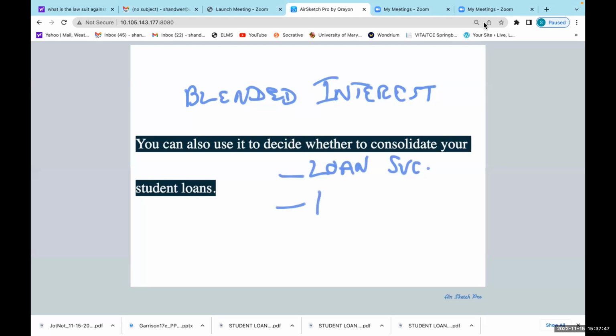Two, it makes it easier to handle because you only have one loan to worry about. And when it's consolidated, it also makes it easier for you to change payment plans, because you can change the payment plan with a consolidated loan into what works better for you. So I'll just put payment plan.